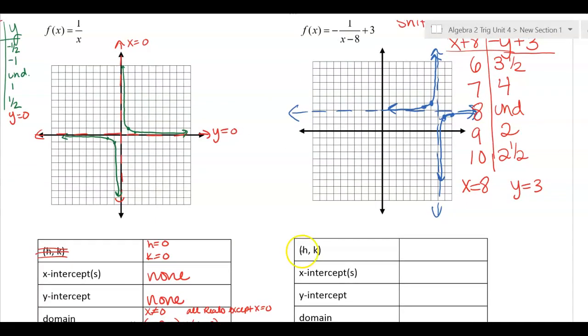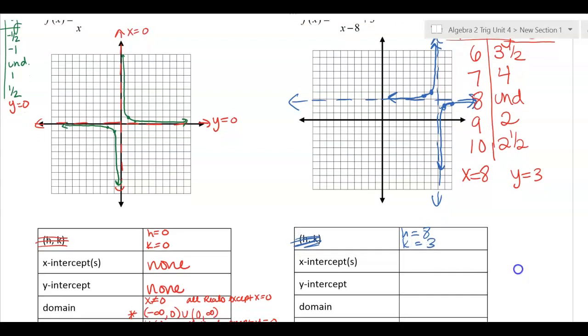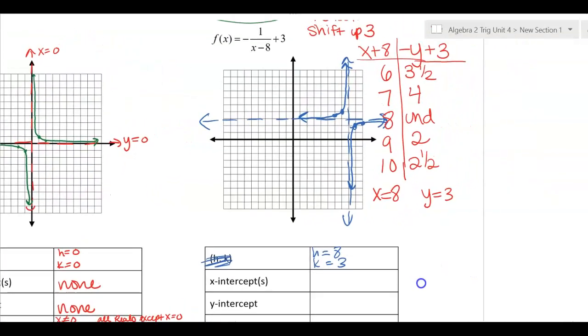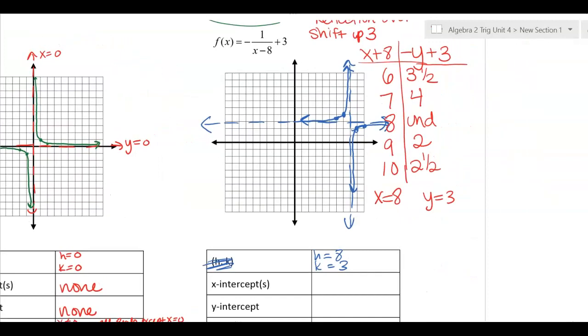So in this function, if you want to make a note of the hk, you can, but we definitely don't want to write it like a point. Your h was 8 and your k was 3. Okay. Now in this graph, if we go to solve for x-intercepts, we're setting y equal to 0.